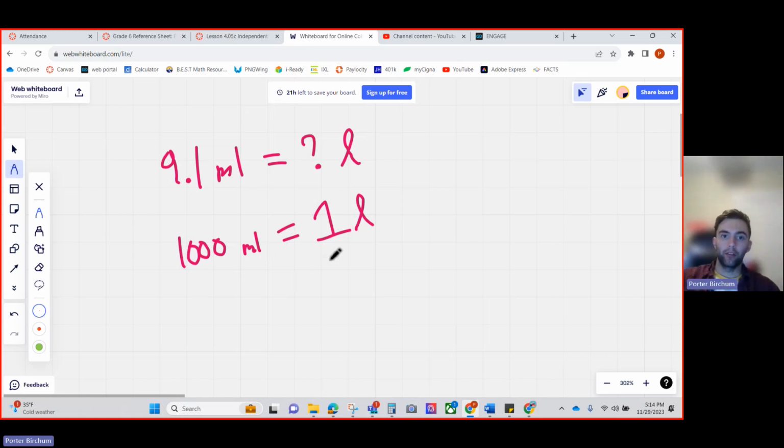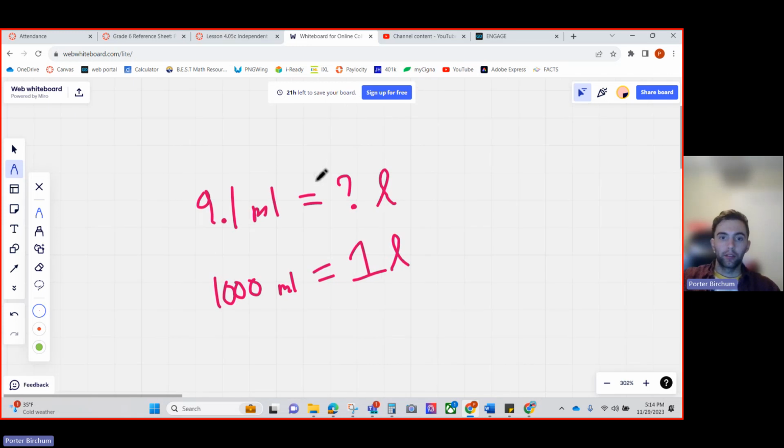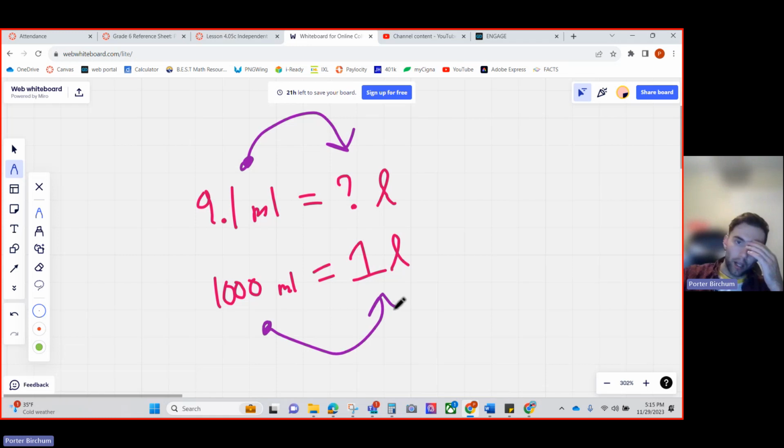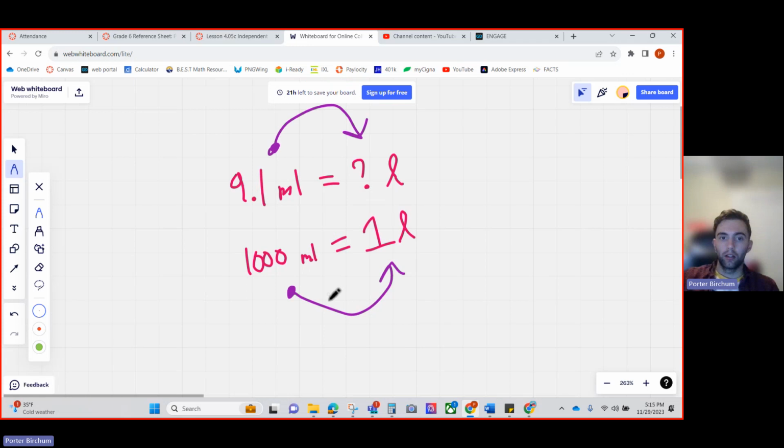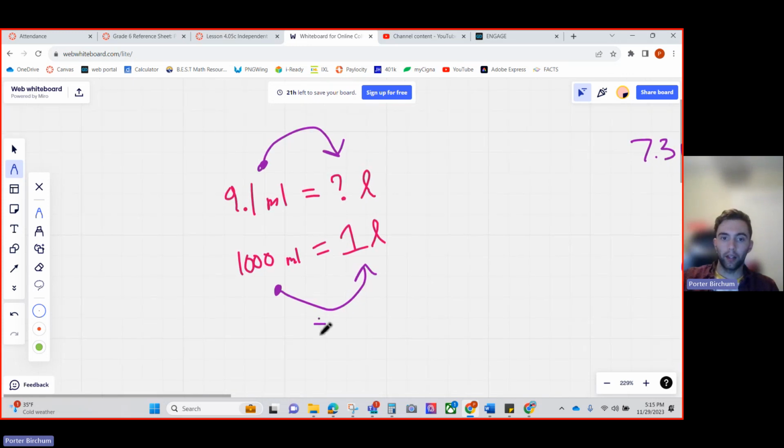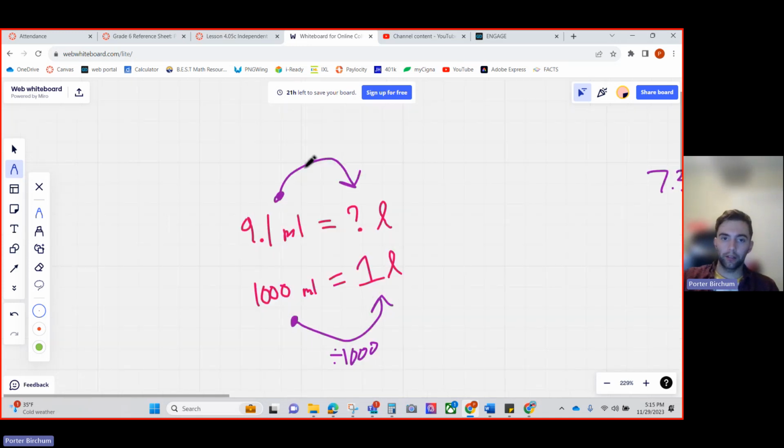All right, let's look for a pattern. I want to turn milliliters into liters. What can I do to 1,000 to get it to be 1? What multiplication or division strategy can I use to turn 1,000 into 1? Oh my goodness, I can divide 1,000 by 1,000 to get it to be 1. Whoa. Okay, so that's a great pattern. Maybe let's try dividing 9.1 by 1,000.